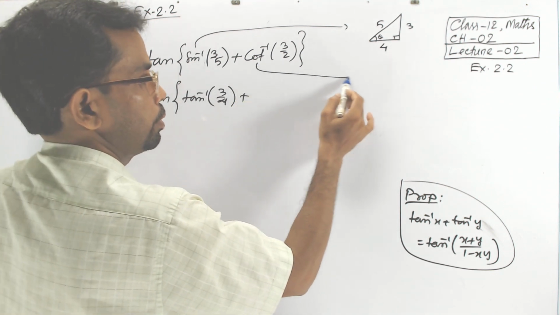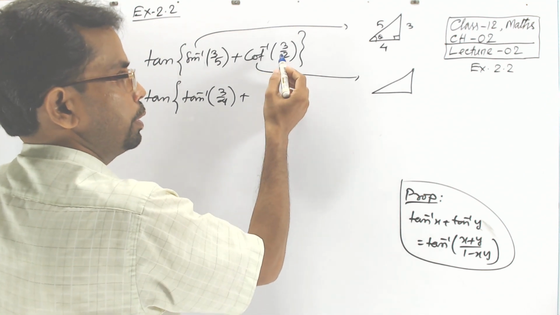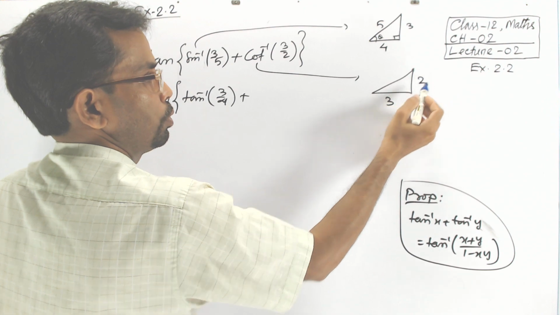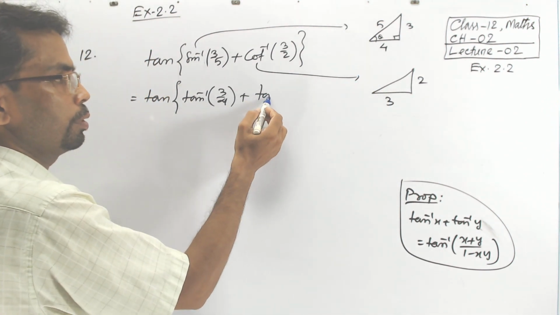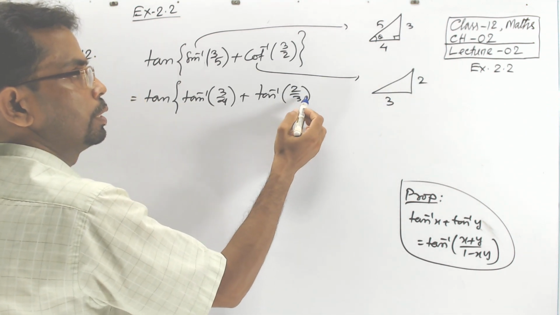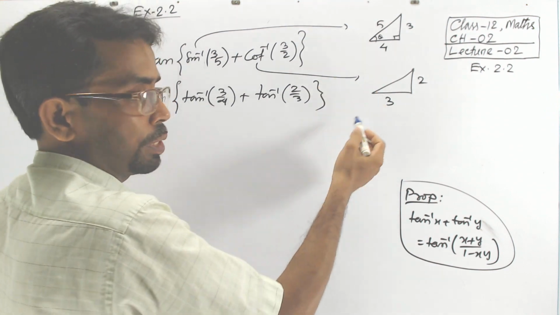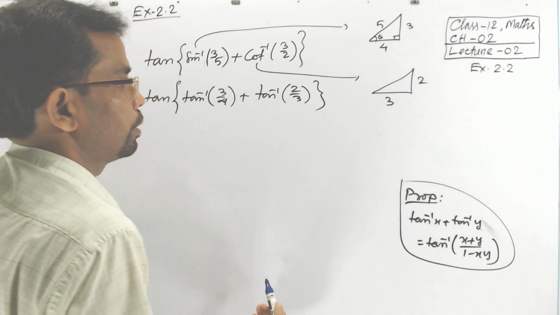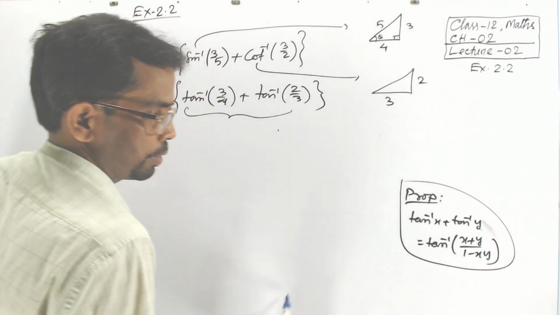For the second term you make another triangle. Cot theta is base by perpendicular, so base is 3, perpendicular is 2. In this case, if you don't find the hypotenuse, it is also okay, because you are going to convert into tan inverse. Tan is perpendicular by base, so it will become 2 by 3. If you need to convert into sine, cos and other ratios, then you need to find the hypotenuse by Pythagoras theorem. Now in this you can apply the tan inverse x plus tan inverse y property.